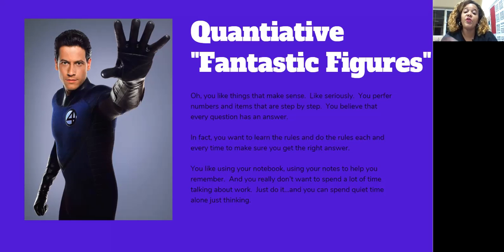So you prefer numbers and things that are step by step. You believe every single question out there has a correct answer. In fact, in class, you want to know the rules, meaning you want to know, if I do this, will this happen? And if I do this again, it should happen again. And if I do this again, it should happen again, again.